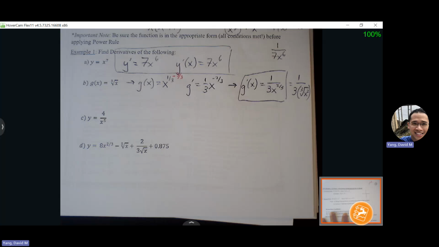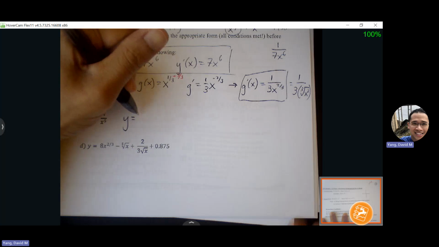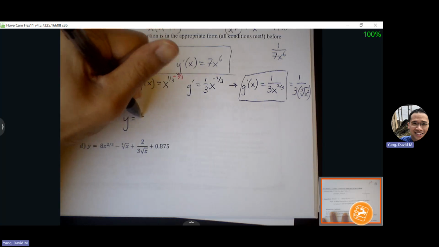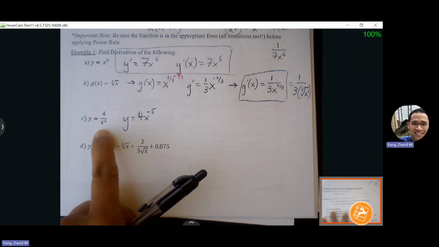Okay, y equals 4 over x to the 5th. I want to do power rule, but what's out of place? I need to place that x where? Numerator, so I need to rewrite it as 4 x to the negative 5. So this should be my starting point for power rule, not this.